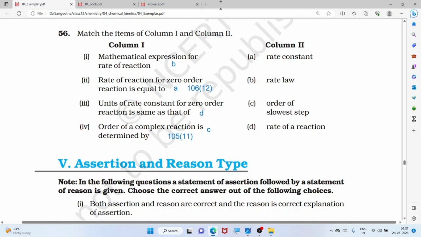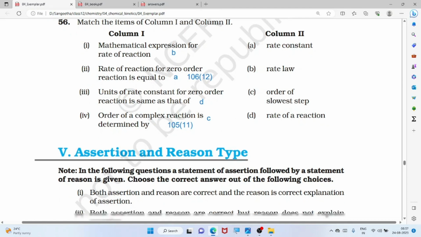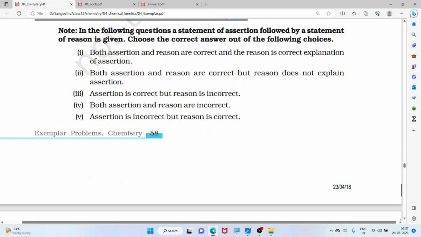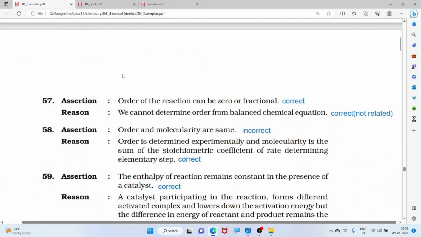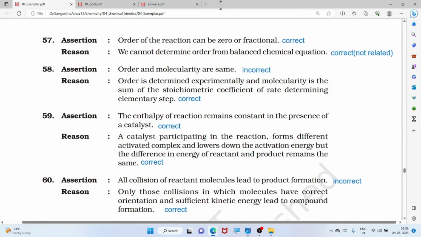The order of a complex reaction is determined by the order of the slowest step. I already showed you, in a complex reaction, the order is determined by the slowest step. Order of a reaction can be zero or fractional. That is correct. Only molecularity cannot be zero or fractional.